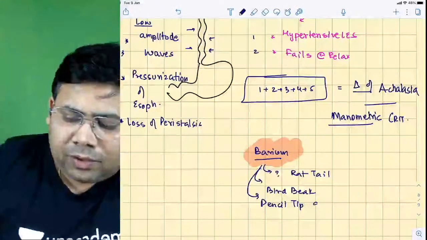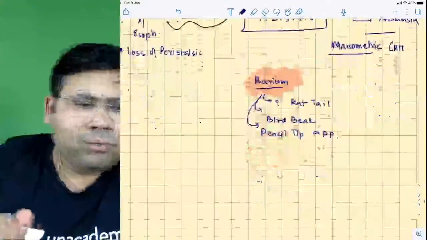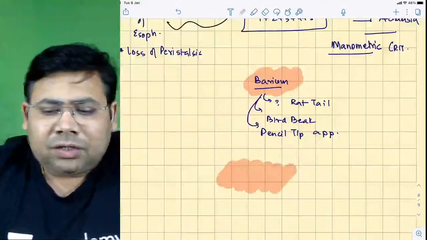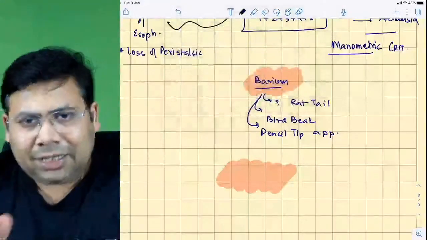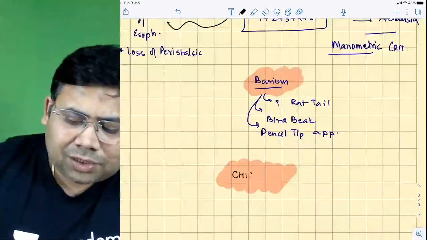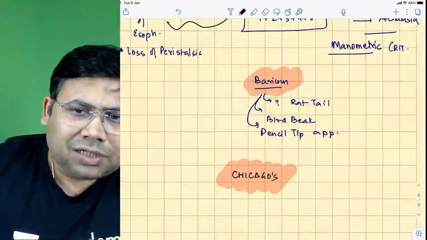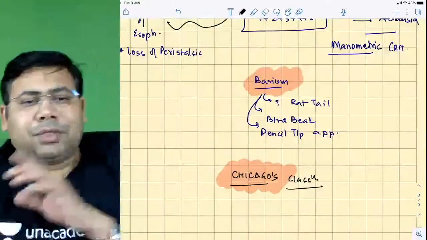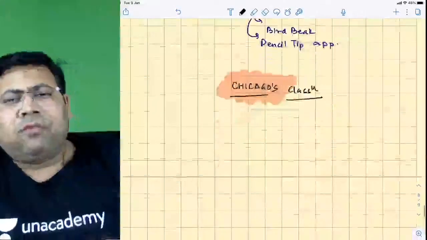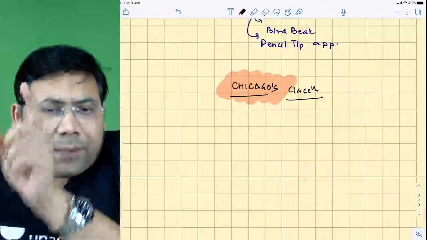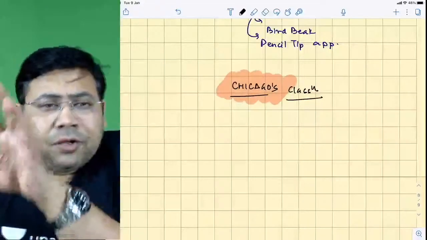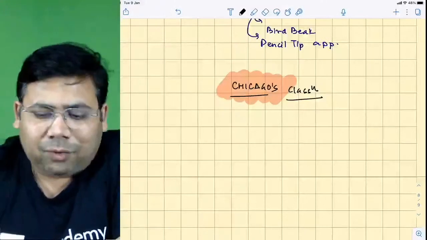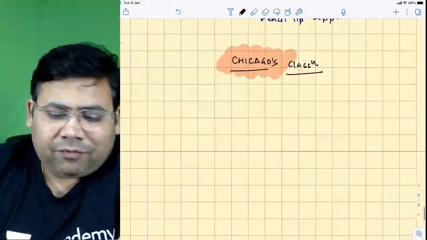Let us move forward. Achalasia, I am going to discuss with you one more concept. You must have heard that in last year's NEET, there was a question on Chicago classification. Chicago classification. Yes or no? I am going to describe this Chicago classification only one time, and I bet that after my class, you will never forget it. I am not going to give mnemonics. I'm just going to explain everything.